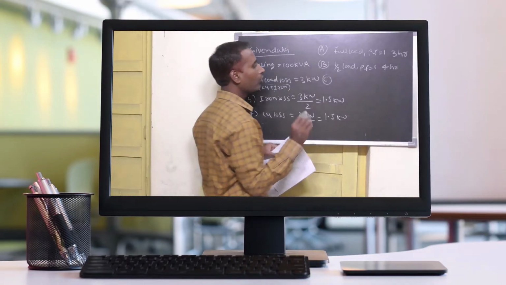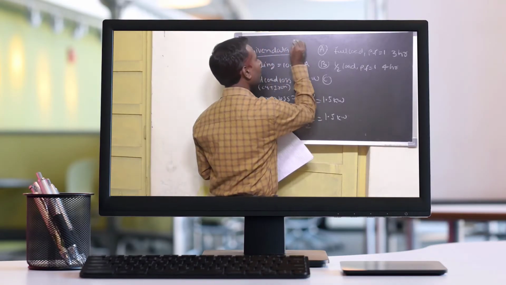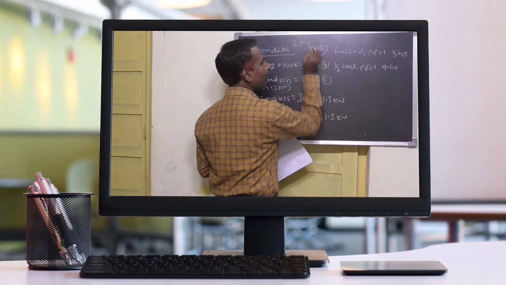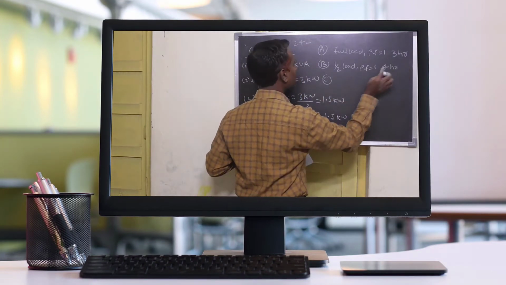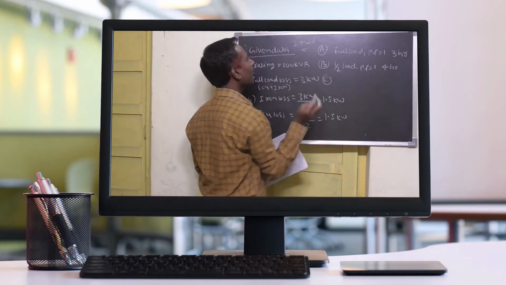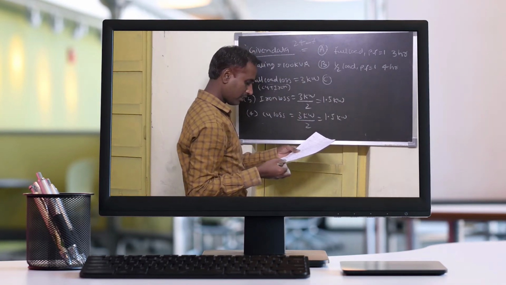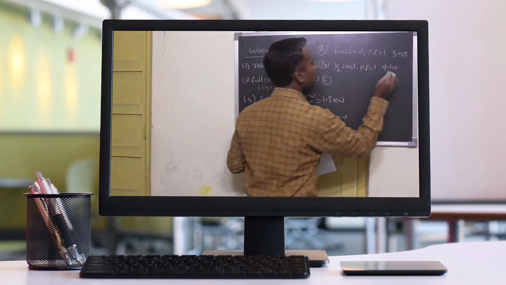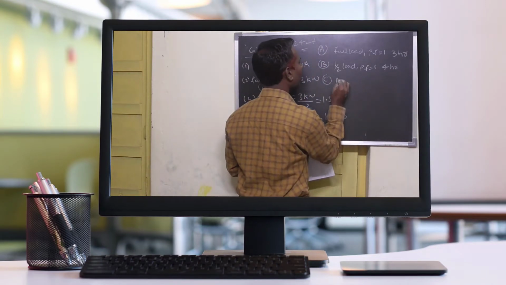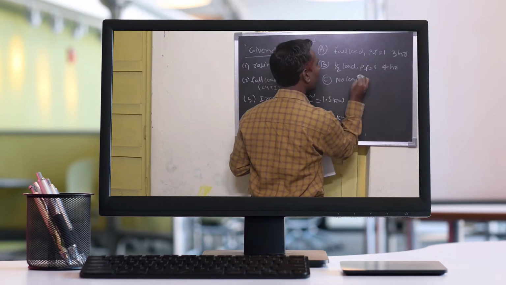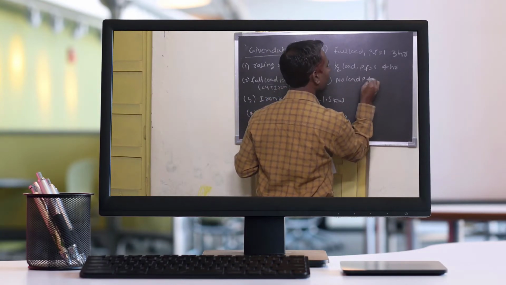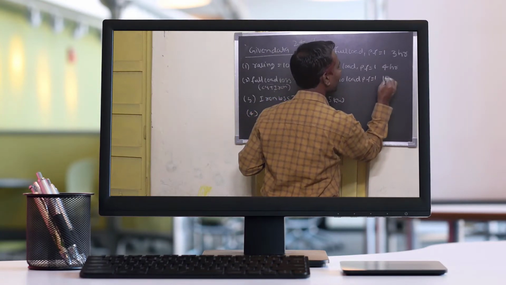Total 24 hours are there. 24 minus 4 plus 3, that is 7 hours, we get 17 hours. So no load, power factor unity, for 17 hours.